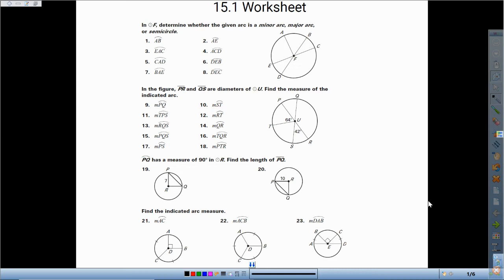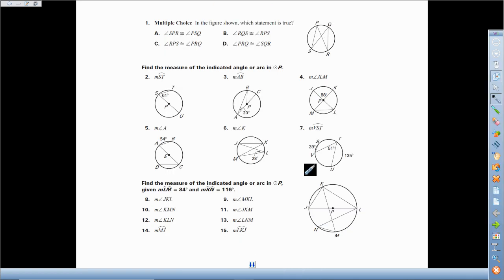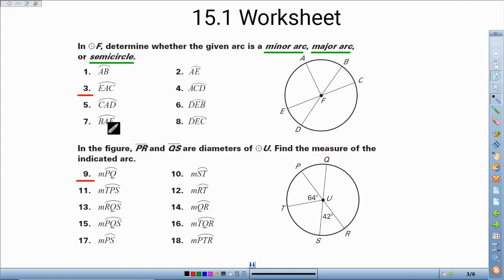Hey, everybody. So we're looking at the 15.1 worksheet today. This deals with both part one and part two of this section. Part one being the central angles, part two being the inscribed angles. And you can see the front side deals with the central and the back side deals with the inscribed angles. Alrighty. So let's just jump into it and I'll remind you of the rules here.